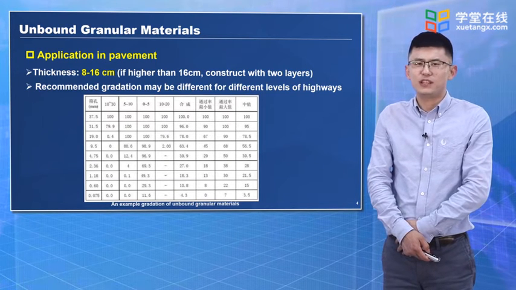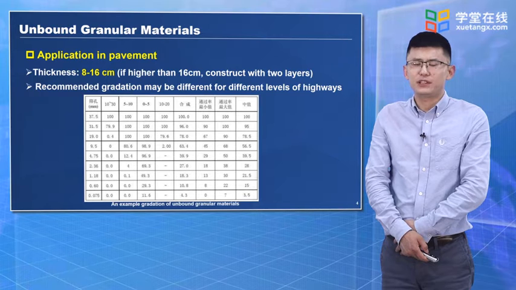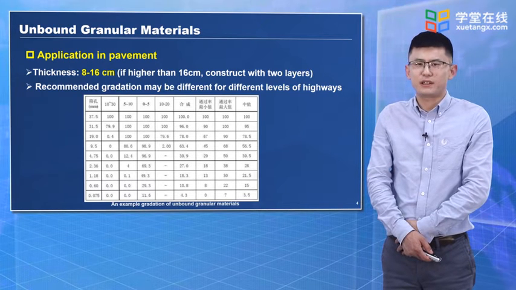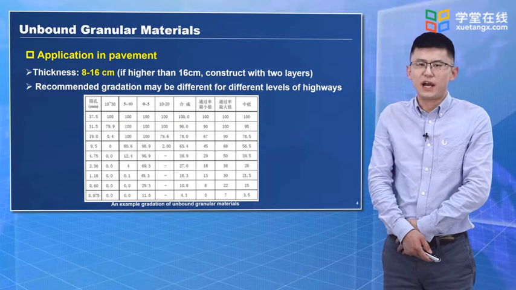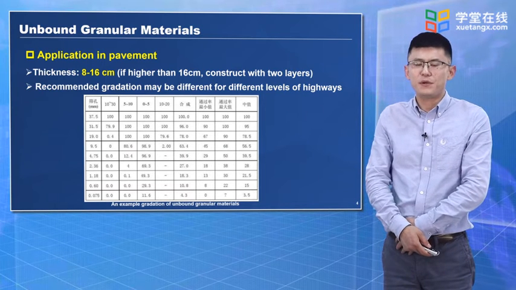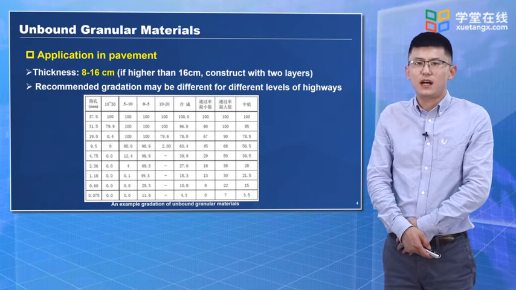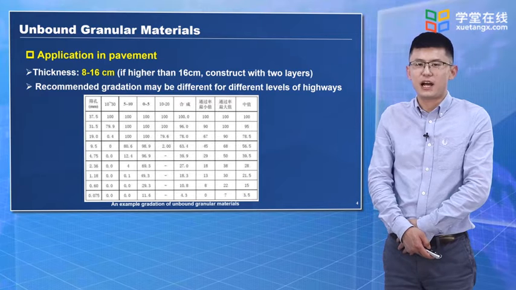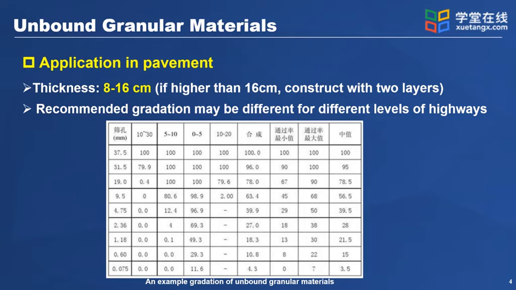At the beginning, we mentioned that for the unbounded granular materials, that is graded crushed aggregates or graded gravels, that means we have a required gradation. So in this figure, we can see that this is a very common or typical gradation for the unbounded granular materials used in the highway in China. And sometimes if it is an expressway or the lower level highways, the gradation can be a little different.